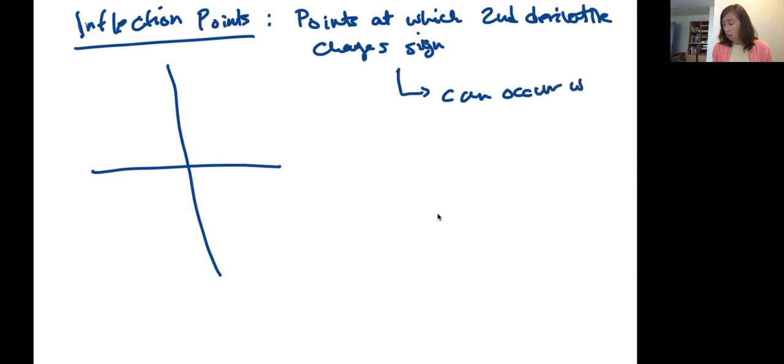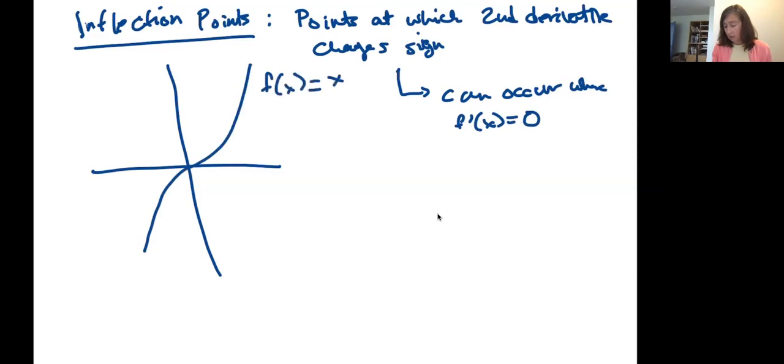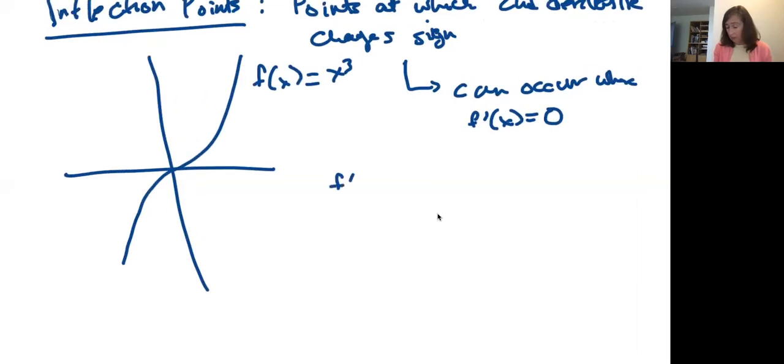So inflection points can occur where the first derivative equals 0. And a classic example of that is f of x equals x cubed. So f prime of x equals 0 at x equals 0. And you can just see from the graph that it's not a max, it's not a min. There the function is globally increasing. It has no maximum or minimum value.